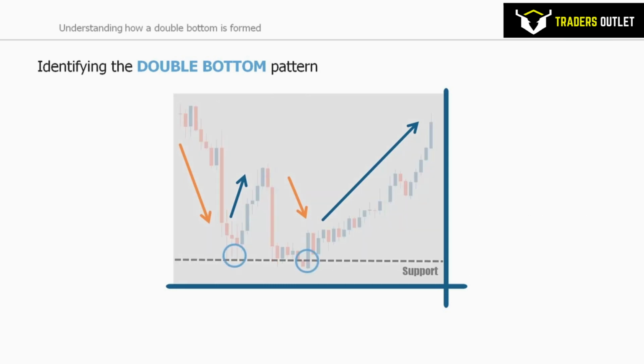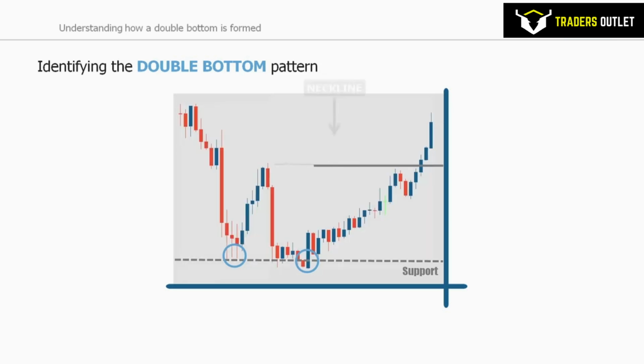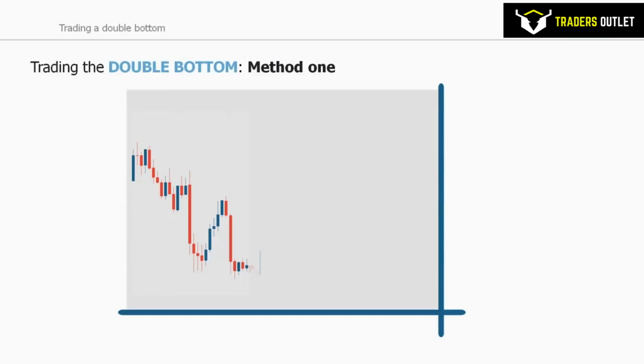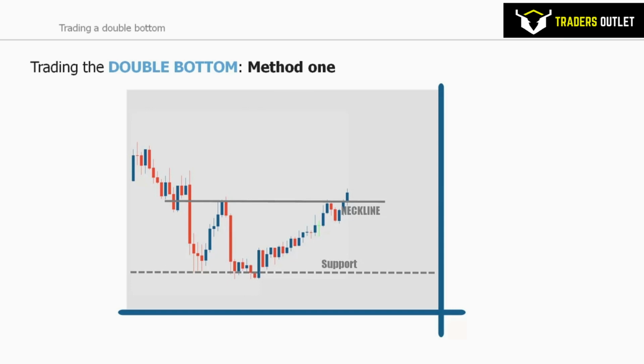This gives the double bottom a structure of two distinct lows on your chart, where price found support after the sellers were overcome by the buyers. The pattern gives the resemblance of the letter W on a chart. The center high of the pattern is referred to as the neckline of the pattern. This level is monitored by traders as price needs to break above this level before the pattern can be qualified as a double bottom.